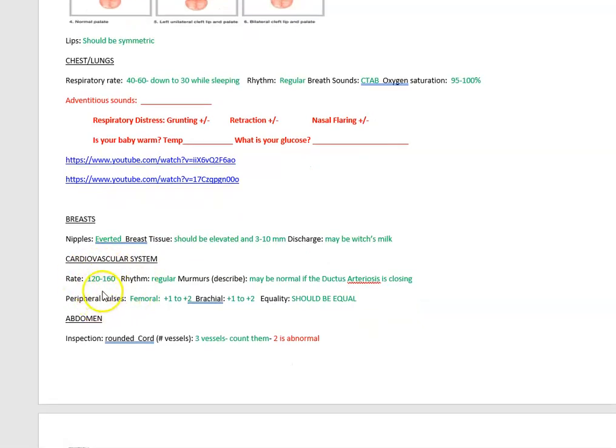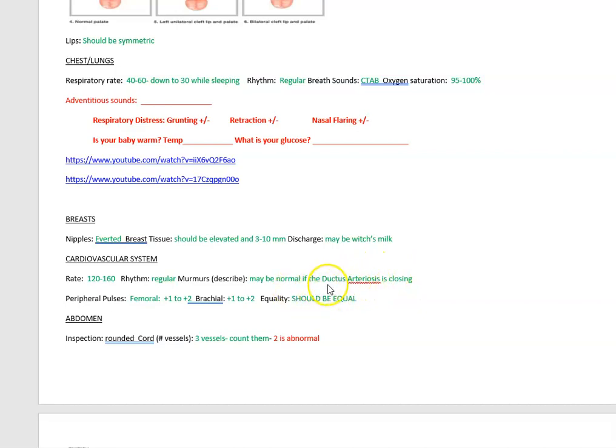Cardiovascular system, we're going to listen to the heart rate. It should be 120 to 160. Again, if it's 110 and it's always been 110, that's okay. We want to listen to make sure it's regular, if there's any murmurs. And of course, we're going to go to the aortic, pulmonic, Erb's point, tricuspid, and mitral, and we're going to listen with the bell and the diaphragm. We'll talk about one of the ducts closing, and that's the ductus arteriosus.